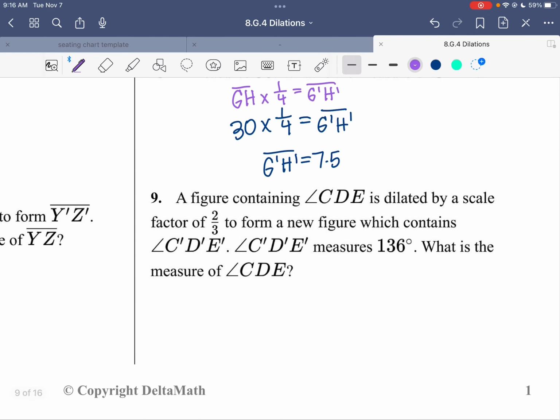And our last one, a figure containing angle CDE is dilated by a scale factor of 2/3 to form a new figure. If angle C prime, D prime, E prime measures 136, what is the measure of angle CDE? We need to remember that when we dilate a figure, the angle measures remain the same, only the side lengths change. So if the measure of the image angle is 136, the measure of the pre-image angle is also 136.